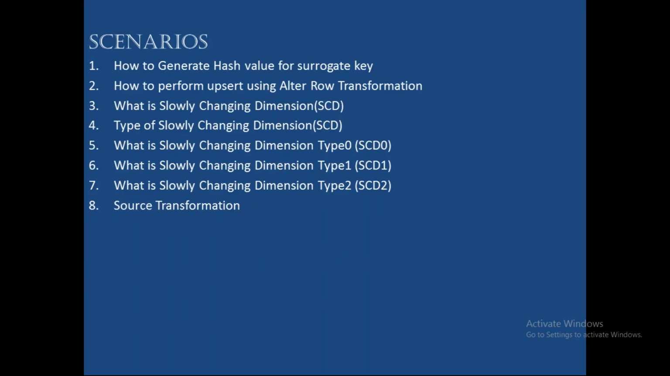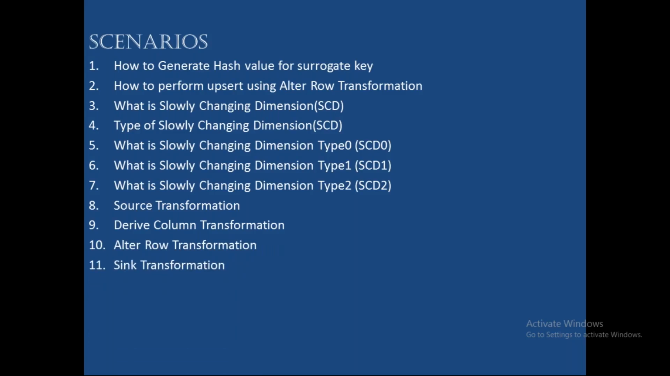Okay, so we have many other SCD types, but we are going to focus on SCD type 1 and type 2. SCD type 0 means whatever data you got, you are not going to change it. That is nothing but type 0. So in this particular session, I'm going to use the source transformation, derived column transformation, alter row transformation, and sink transformation. Okay, these are the 4 transformations I'm going to use. It's a pretty easy lab today.